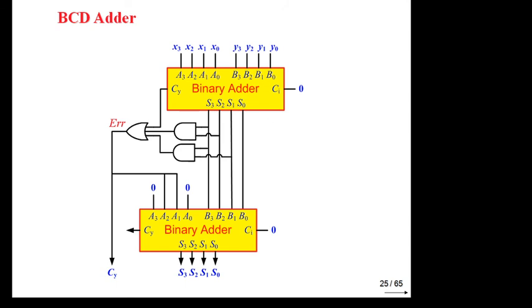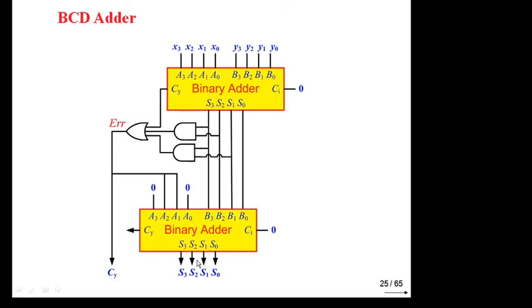If yes, this value will always be 1, because you know in the case of an OR gate, if any one input is high, the output is high. So always if greater than 9 or carry is 1, it will give 1. So this will be 0 1 1 0, which means 6, and you will add it to the final S3, S2, S1 and S0. This one means B3, B2, B1, B0. Now this is your final answer.